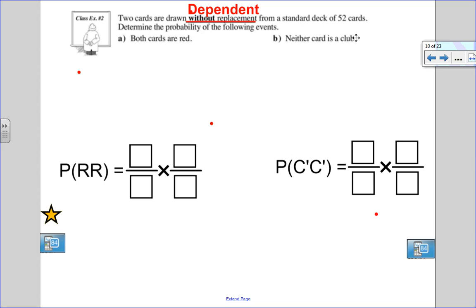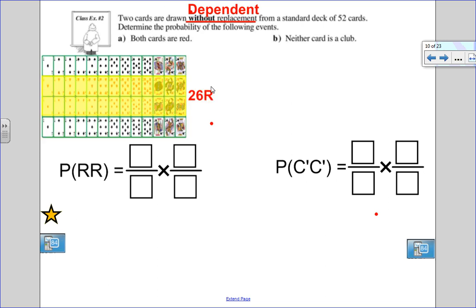So 2 cards are drawn without replacement. Determine the probability that both cards are red. Okay, so in a deck of cards, I have 26 red cards. So I'm asked to find the probability of red times the probability of red, picking 2 red cards.